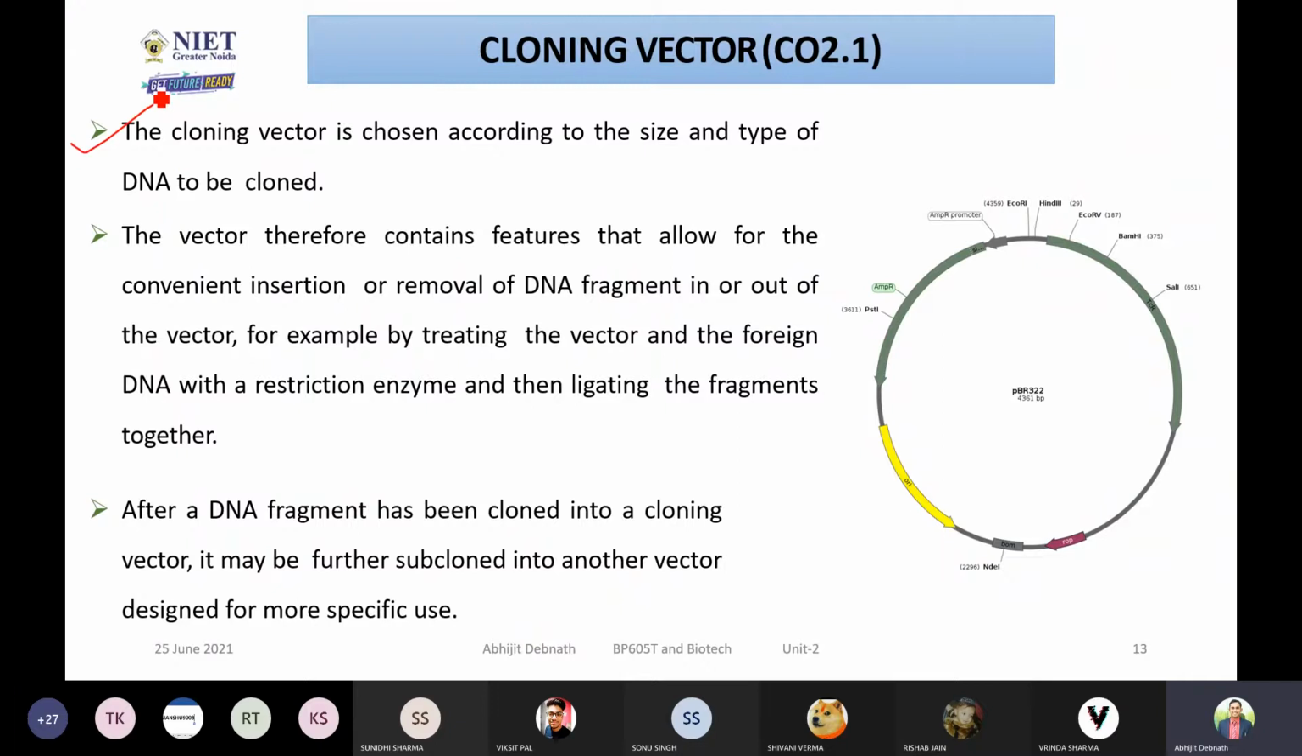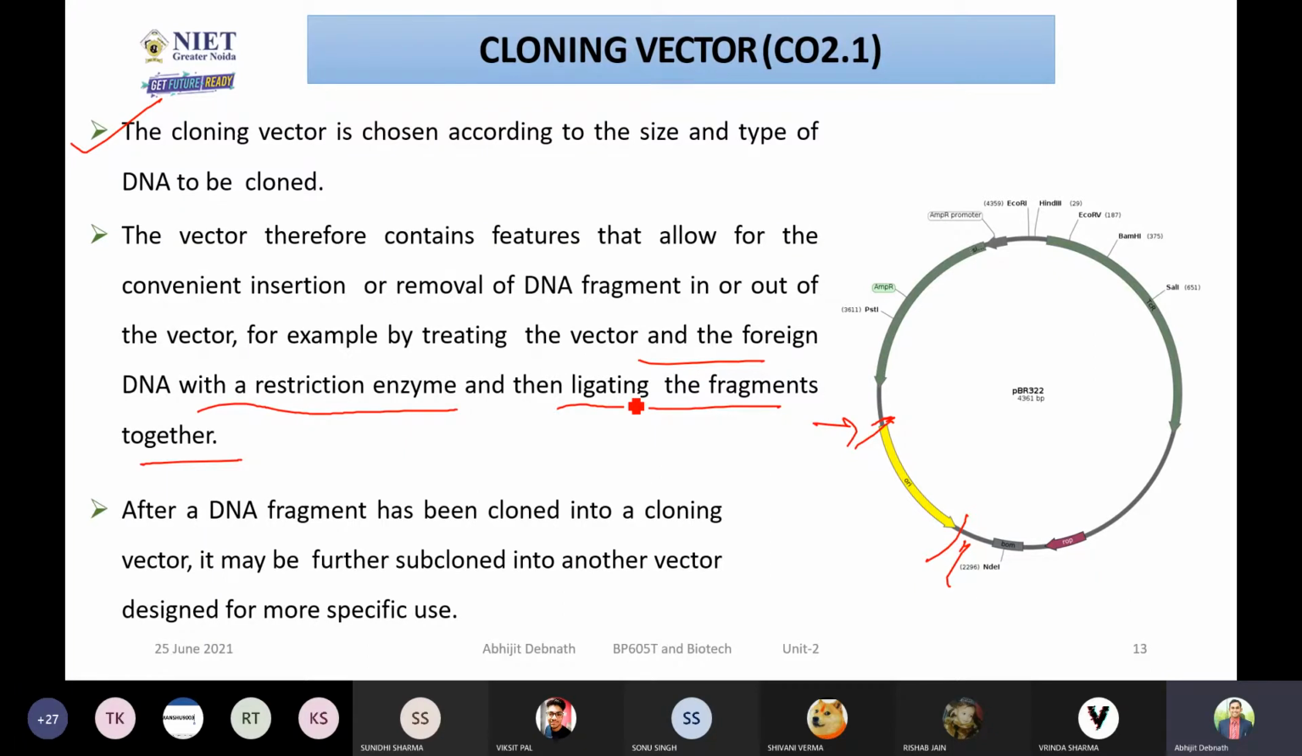That is why the vector contains features that allow for the convenient insertion or removal of a DNA fragment in or out of the vector. For example, treating the vector and the foreign DNA with a restriction enzyme and then ligating the fragments together. What you are observing here is very nicely fitted, and for that the enzymes are taken care of. The enzyme fitted this here. So enzymes like the DNA restriction enzyme and the ligase enzyme helped for that.